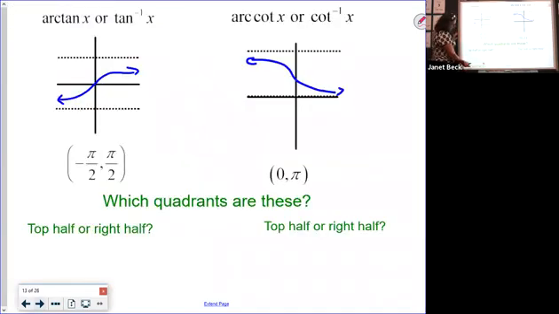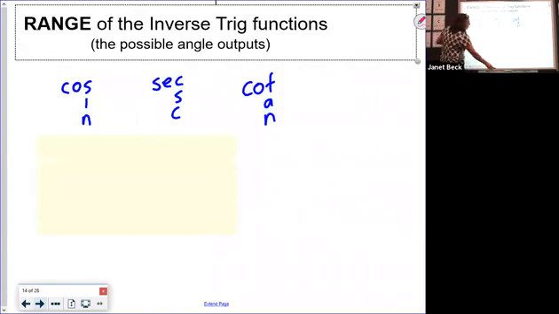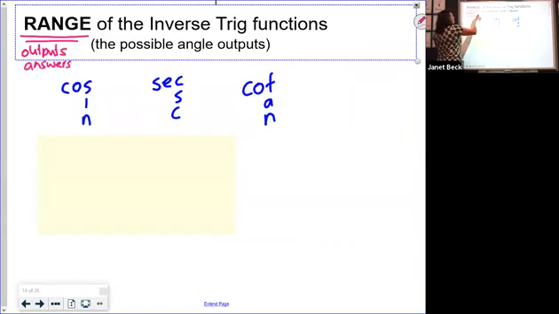As a short summary, we're not going to do those graphs today. Here is how to remember the range of the inverse trig functions. These are your outputs from the inverse trig functions. These are your answers, the angles that come out.